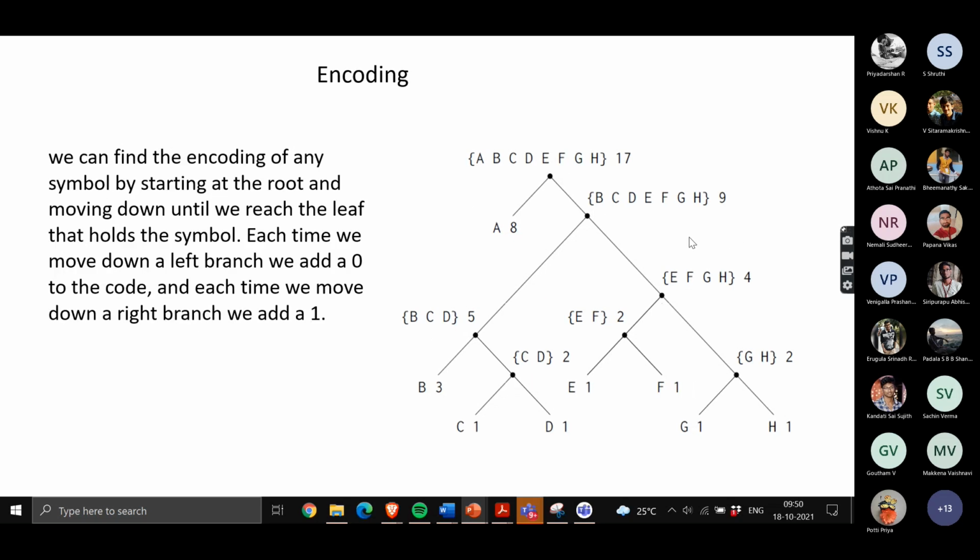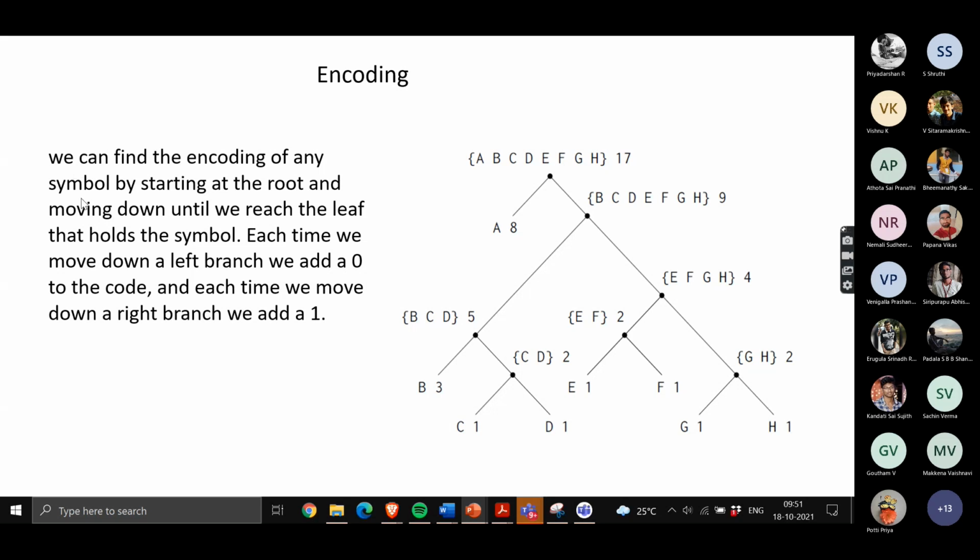So now, after generating a Huffman tree, how to generate a Huffman tree, I will tell you at the end. After generating a Huffman tree, I would like to perform the encoding process. So how to perform the encoding process? Okay, so now there is a procedure.